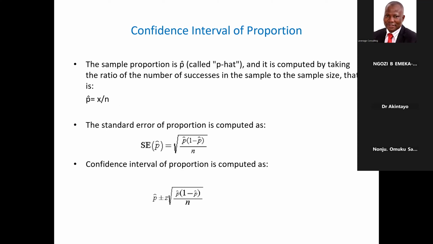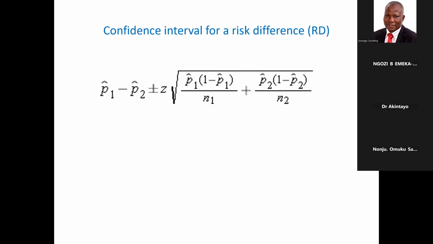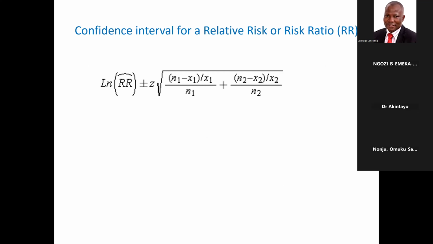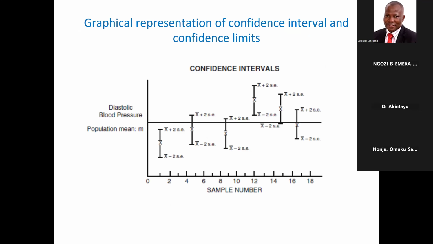The confidence interval of proportion: the formula is a little bit tricky. Look at it just so you know the logic, because all you need to know is how to use your computer to analyze. So don't cram this formula, I just put in the relative risk or ratio. Now, I want us to look at this.